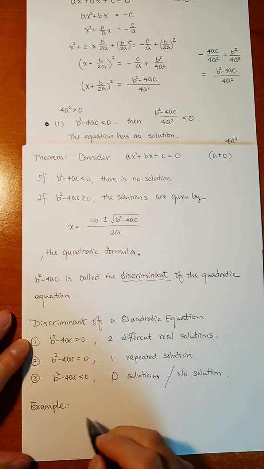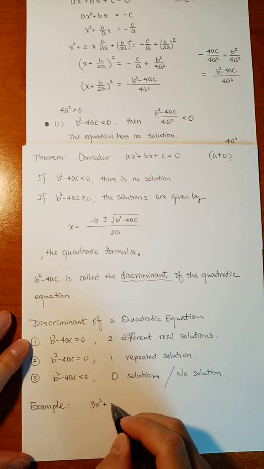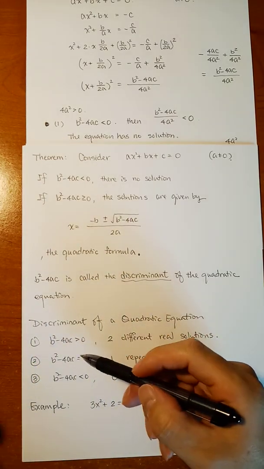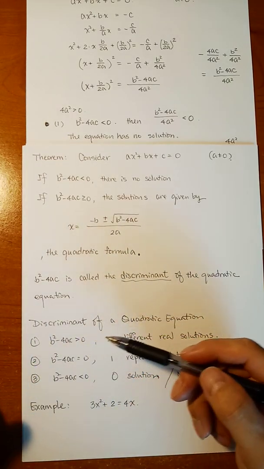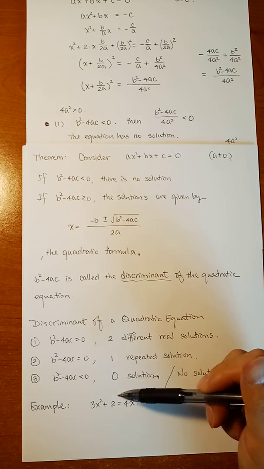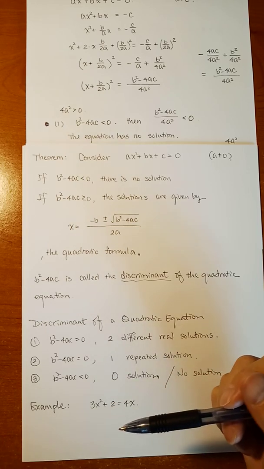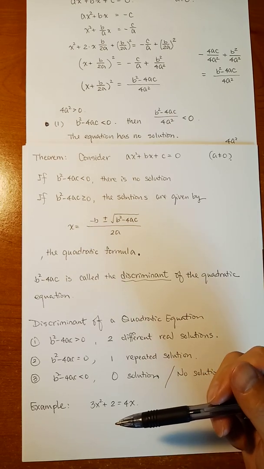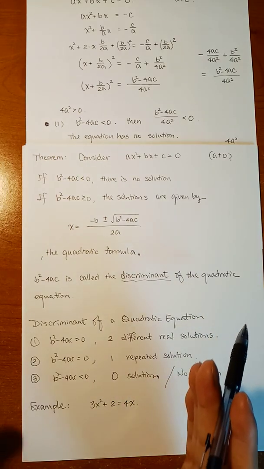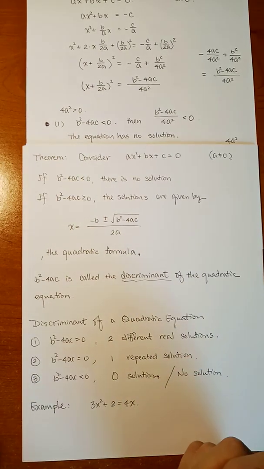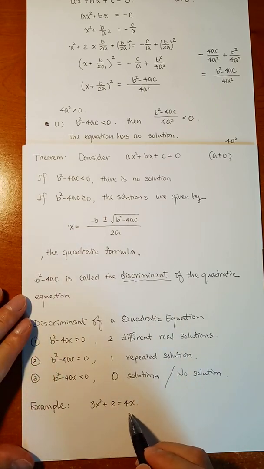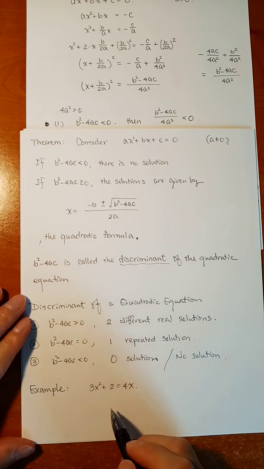So for example, if we have 3x squared plus 2 is equal to 4x. Be careful, this discriminant is based on a, b, c, which can only be determined in the standard form. You have to write the equation in the standard form in order to find a, b, c. 3x squared plus 2 equal to 4x is not a standard form, so you cannot read a, b, c in this form.